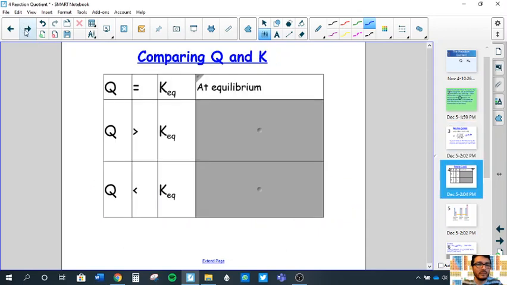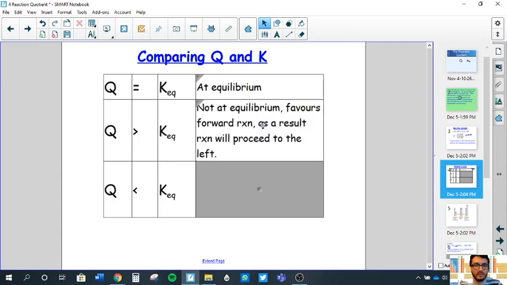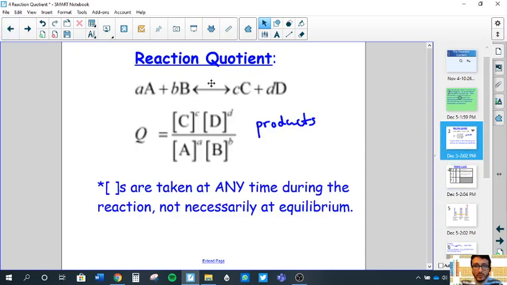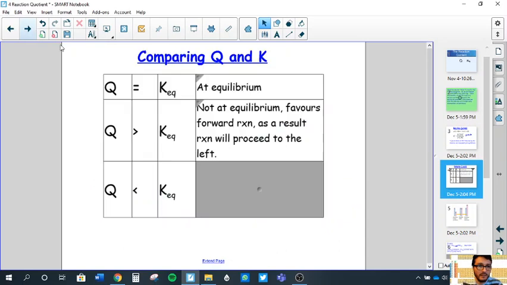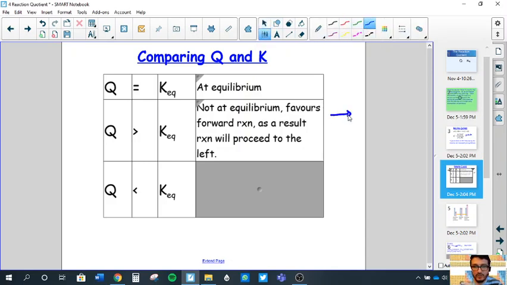So if Q is greater than KEQ, that means your products are favored, right? So it's not at equilibrium, right? It's not equal to. It favors the forward reaction, right? Because the forward reaction would produce, of course, products. And if that side is favored, it's not at equilibrium. So as a result, to get to equilibrium, the reaction is going to move to the opposite end, which in this case, if it's the preferred forward direction, right, what will happen then is it will move to the left to get to equilibrium.